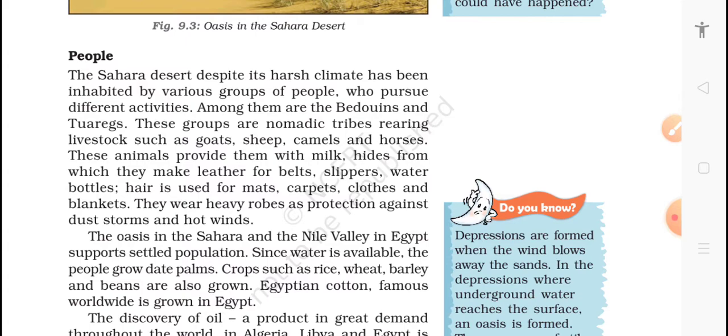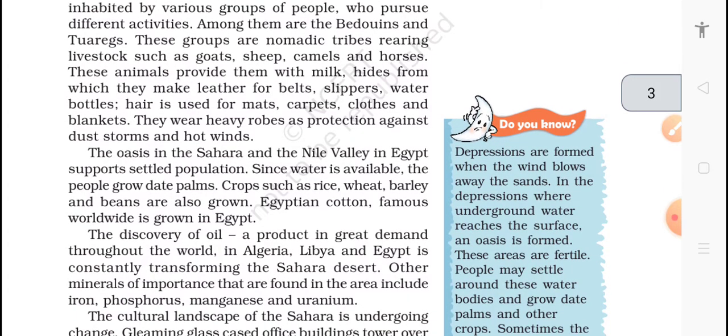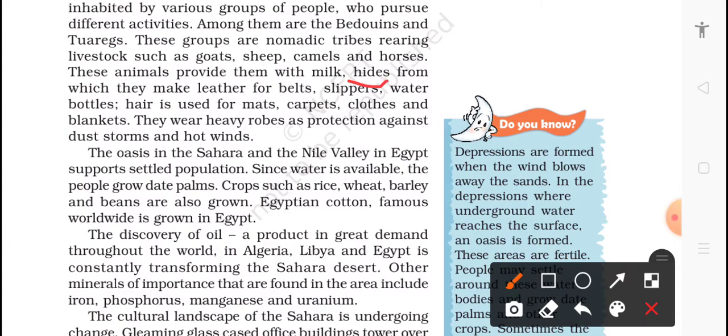These animals provide them with milk and hides. Hides means skins, from which they make leather for belts, slippers, water bottles, and hair to use for making mats, carpets, clothes, and blankets. They wear heavy robes as protection against dust storms and hot winds.